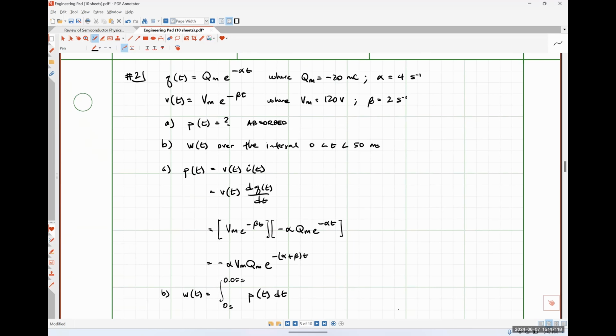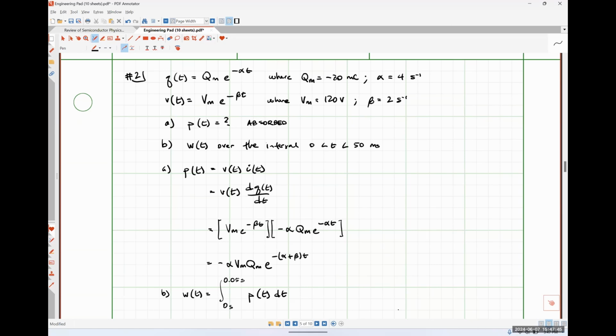Would you like me to clarify anything, or did you just want to see it? I guess I'm just getting stuck on the alpha times V, M, Q, M, E, because then you'd have 120 volts times the -30 millicoulombs, which would obviously give you more than 14.4. Even if you divided it by 4, they give you like 90?